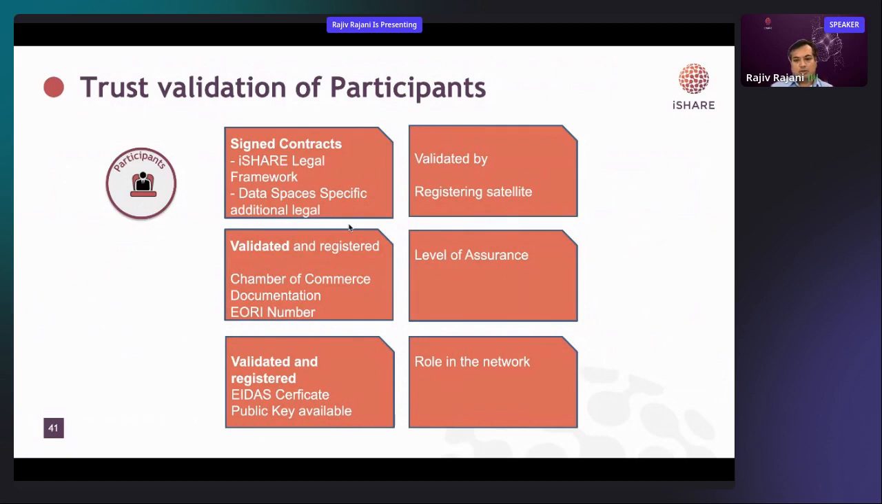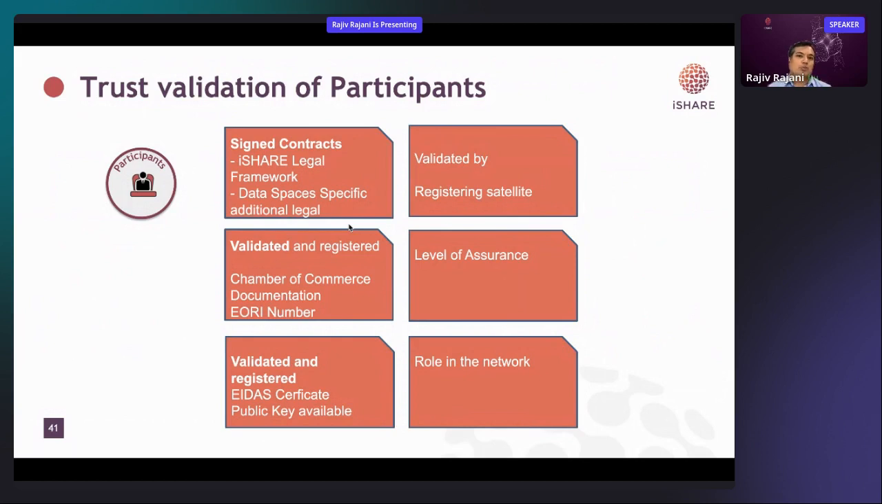And of course, in all, iShare provides the trust validation of participants, because without trust, you cannot exchange data. So participants are sure because they sign the contracts which cover the legal elements. Data space specific legal agreements are also possible. So when you are defining a data space, you also add additional agreements within the data space, which are maintained by, of course, the data space and the satellite within the data space.